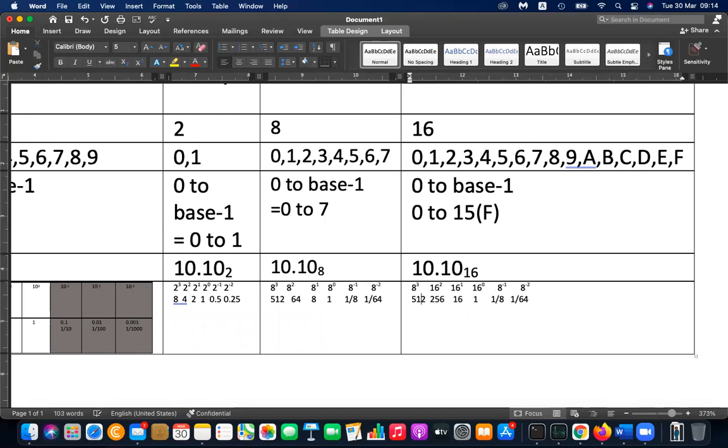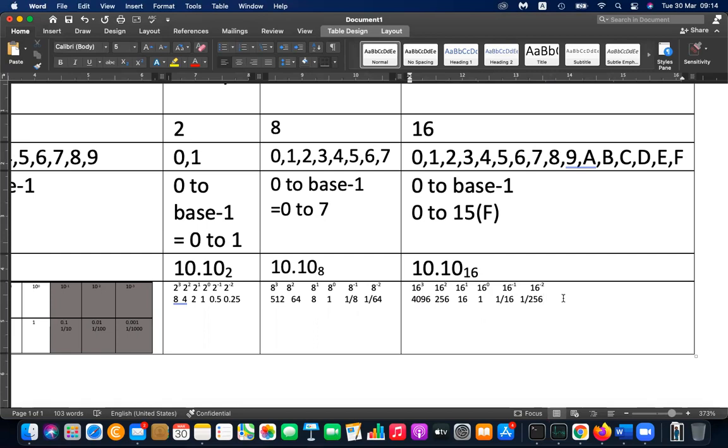What is 16 to the power 3? 4096. Yeah, 16 to the power 3 is 16 by 16 by 16, that is 4096. And what is 16 to the power minus 1? 16 to the power minus 1 is 1 divided by 16. And 16 to the power minus 2 is 1 divided by 256.